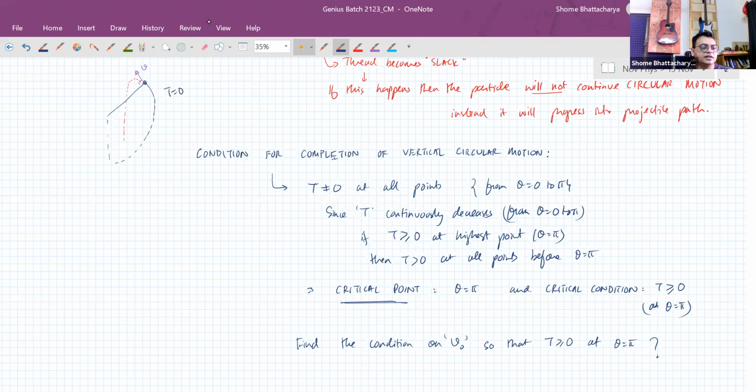Because it's 0 only at the highest point. So when it crosses that pi and goes to pi plus delta theta, again the tension becomes non-zero. So as it's passing through theta equal to pi, momentarily the tension is 0 for an instant, but it still will continue in a vertical circular path. Once it's reached theta equal to pi, it's in a vertical circular path, right?